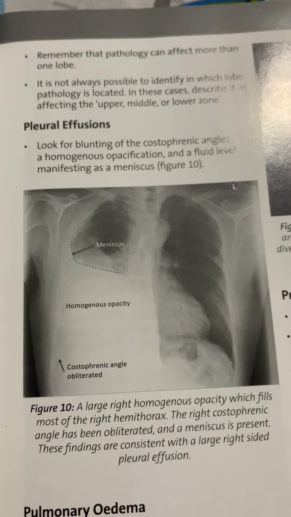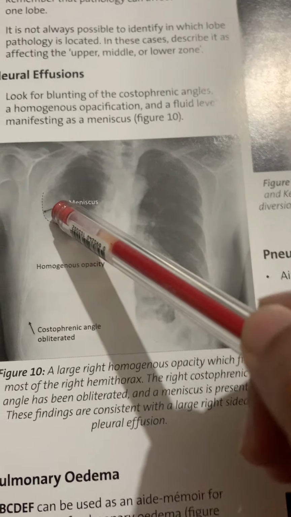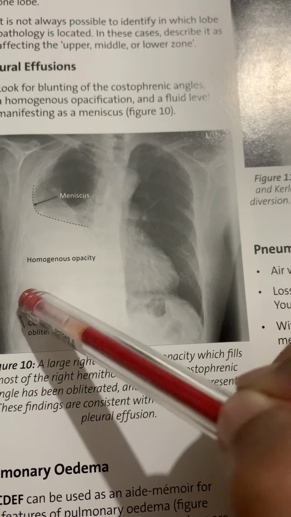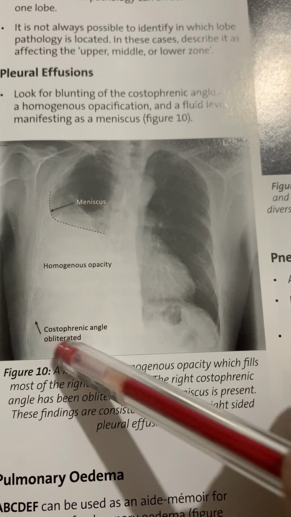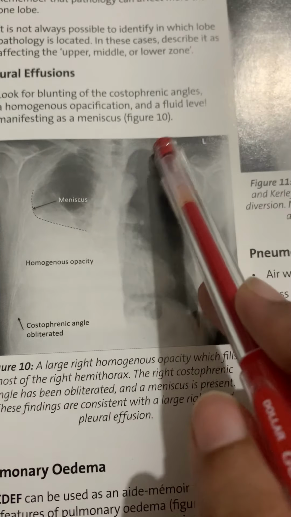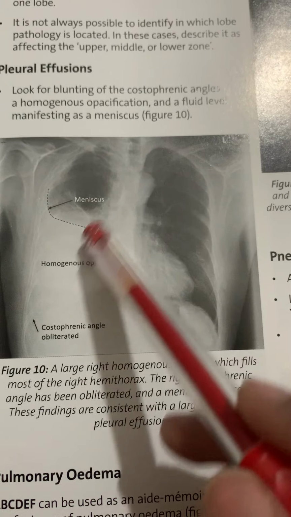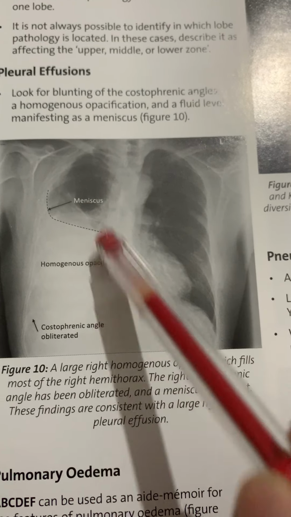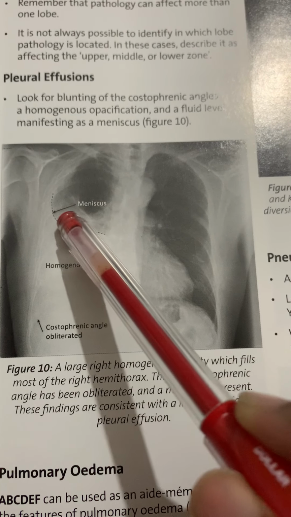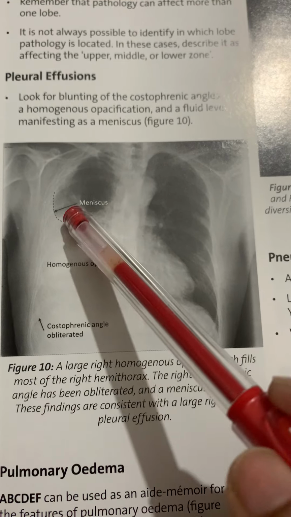Pleural effusion. Now we will see the findings in the chest X-ray with pleural effusion. In this case, look for blunting of the costophrenic angles. Here is a blunting of the costophrenic angle and homogeneous opacification. This is the homogeneous opacity present on the right side of the X-ray, and a fluid level manifesting as a meniscus. There is a fluid level manifesting as a meniscus with the concave sign.